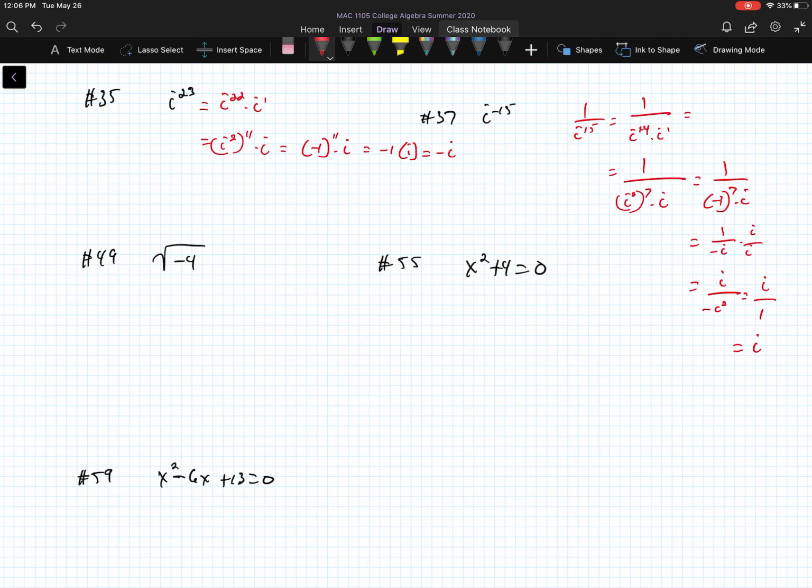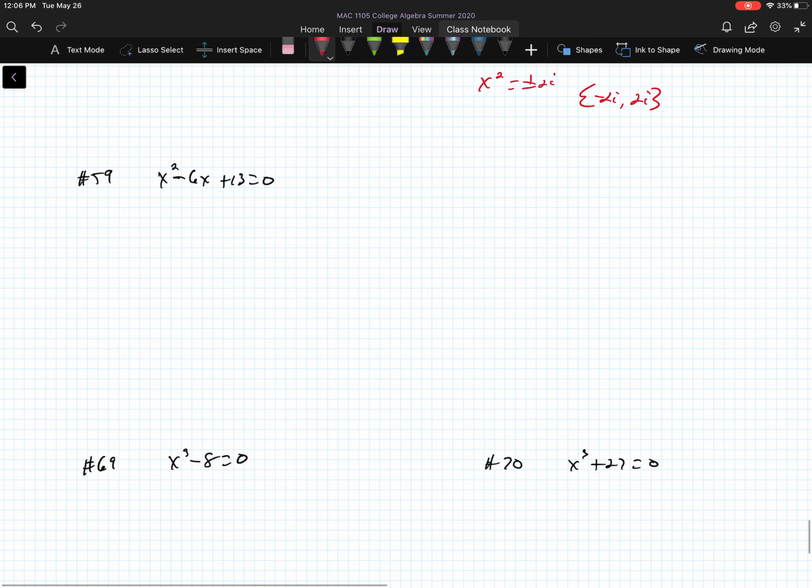For 49, the square root of negative 4 is the same thing as the square root of negative 1 and 4, which is i, and 2, which is 2i. For number 55, we're going to subtract the 4 from both sides. I'm going to take the square root just like we did previously. Now we know that the square root of negative 4 is 2i, but this becomes plus or minus 2i, so my solution says negative 2i and positive 2i.